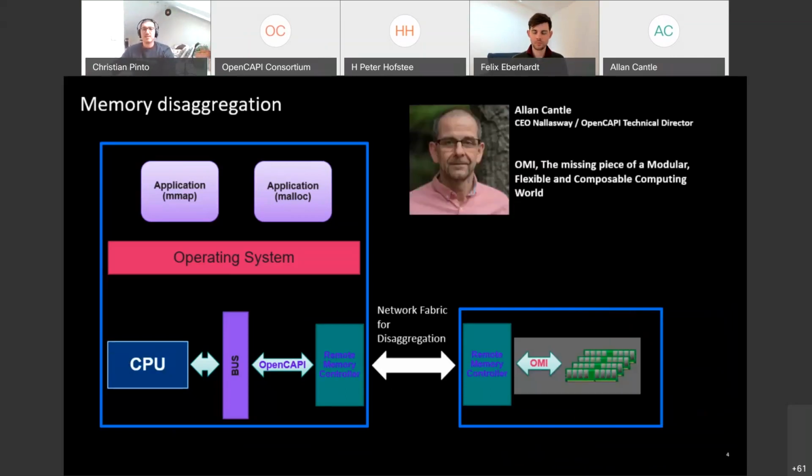Our first speaker is Alan Cantel. He's the CEO of Nalansway, a consulting firm on heterogeneous and high-performance computing systems. But he is also the OpenCAPI Consortium Technical Director. Previously, he was the founder of Nallatech, known as one of the pioneers of FPGA accelerated computing. So Alan will drive us through what OMI is and how OMI is helping in enabling a flexible and composable computing system. So we're going to talk about memory interfaces with Alan.